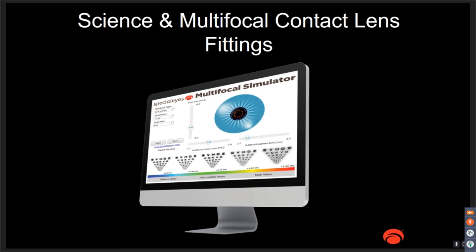But the really amazing thing about it is that you can actually change things on it and simulate how that patient will see. So you design it, you put it up, not on the patient, but actually sitting there in front of them, and you can adjust it to make it do what you need it to do.